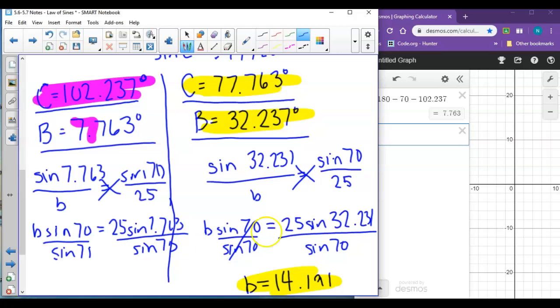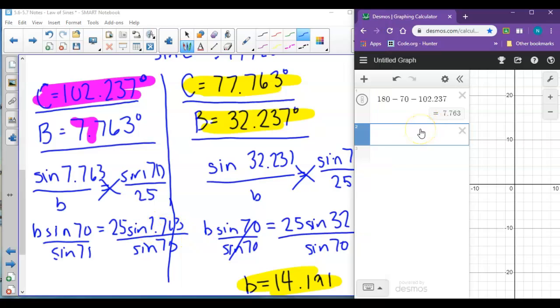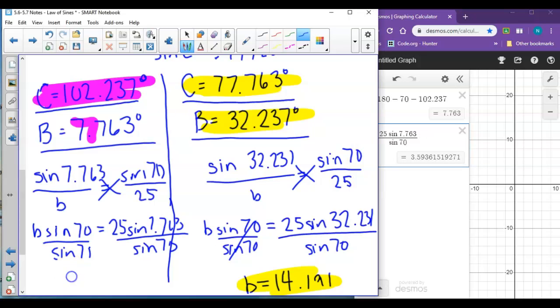You can see it's basically like we took what we did over here and just replaced that 32.237 with 7.763. And so if we type that in, 25 sine 7.763 divided by sine of 70, we're going to get 3.594. So side B in this case would be 3.594. And so that would be our set of answers for our second set.